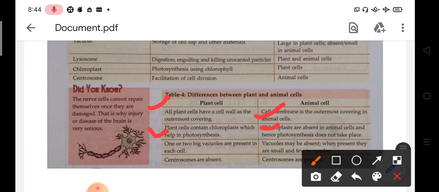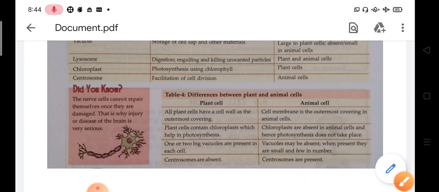Then plant cells have one or two big vacuoles. Okay, whereas in animal cells, vacuoles either are absent or, when they are present, they are small in size. Then in plant cells, centrosomes are absent, and in animal cells, centrosomes are present, and these centrosomes help in cell division. So that's all today.